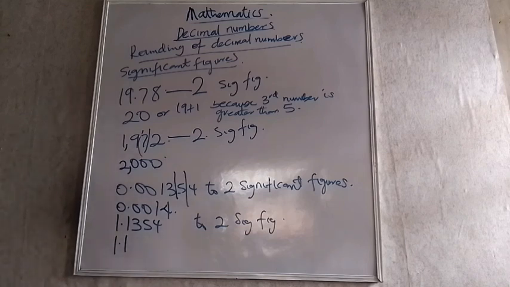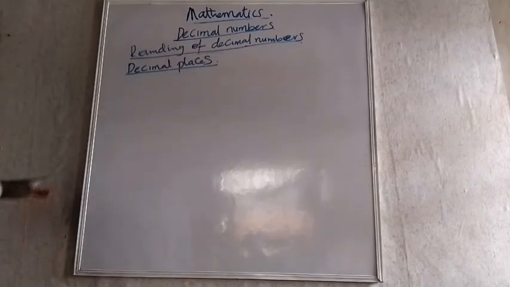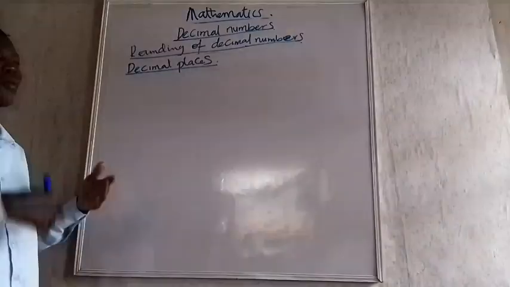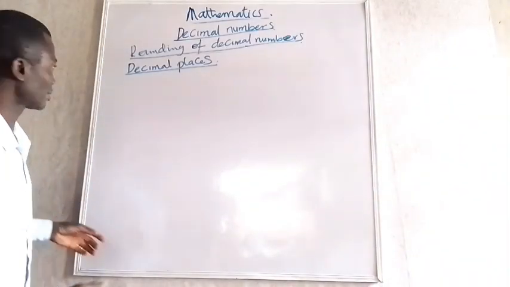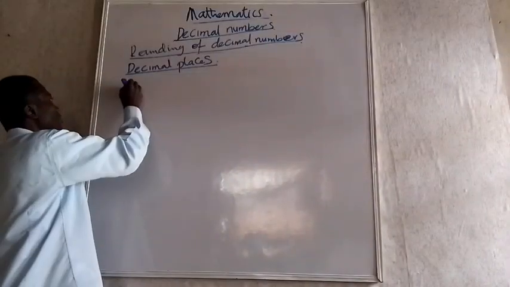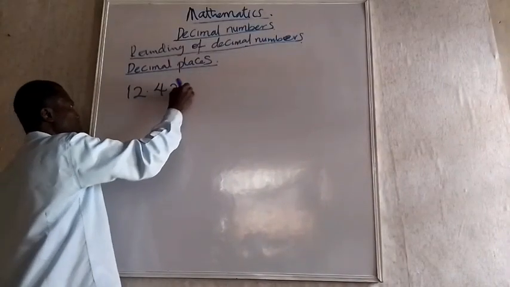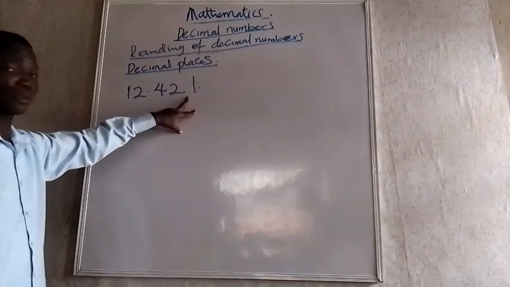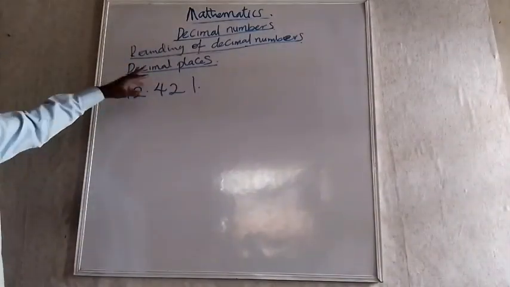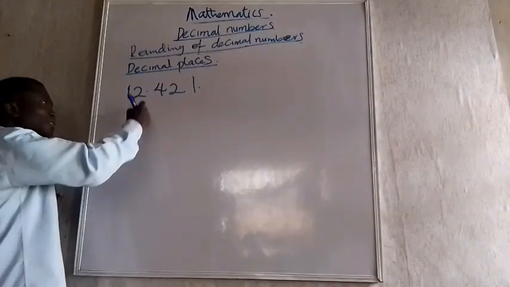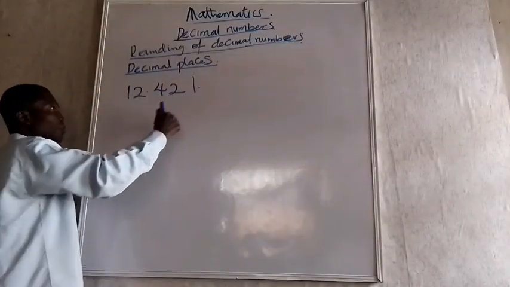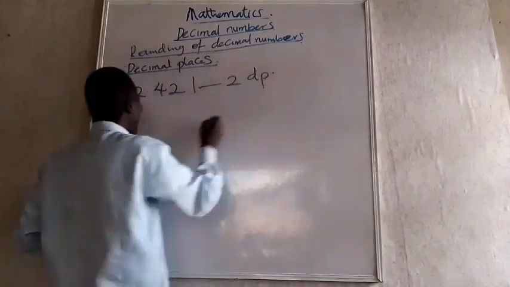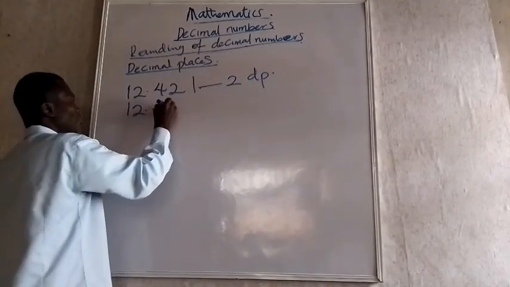Now let's look at decimal places. When we are talking about decimal places, we are talking about the numbers after the decimal point. Look at this. If I have 12.421 and I want to round it to 2 decimal places, I have to count from the decimal point. This is 1, this is 2. So if I convert it to 2 decimal places, it's going to be 12.42.